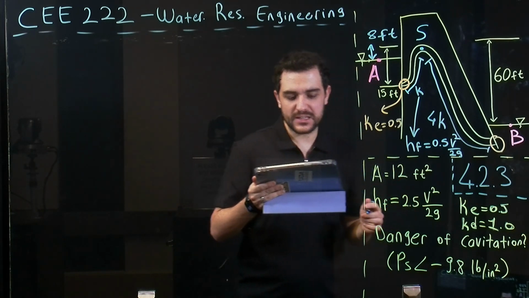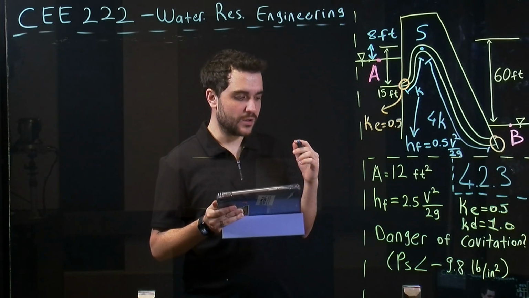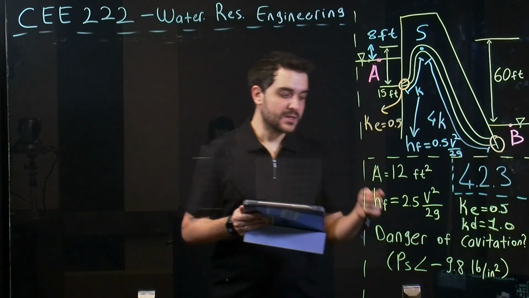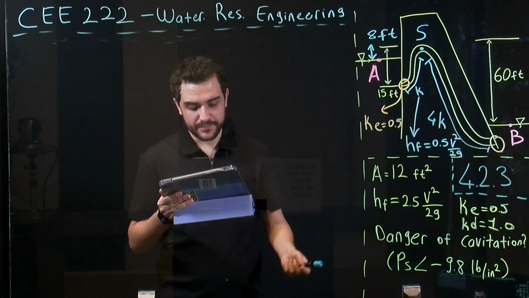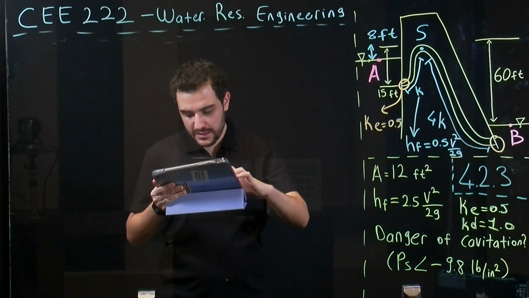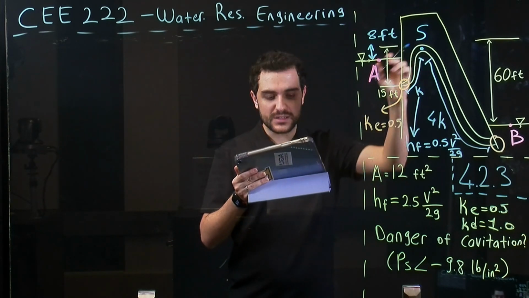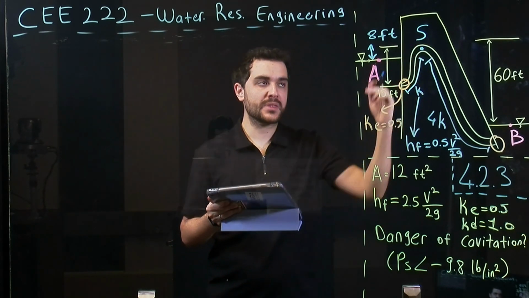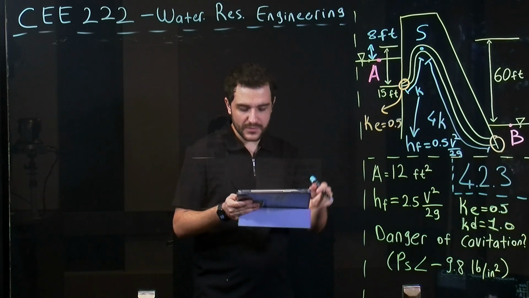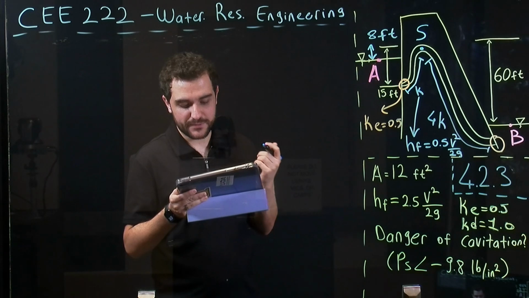And in this question, we need to determine the danger of cavitation. So the danger of cavitation occurs when the pressure is lower than minus 9.8 psi (pounds per square inch). So we actually need to find the pressure at the summit because the cavitation is most likely to occur at this point, and to find the pressure we also need to find the velocity inside this pipe. And also in the question we have additional information.